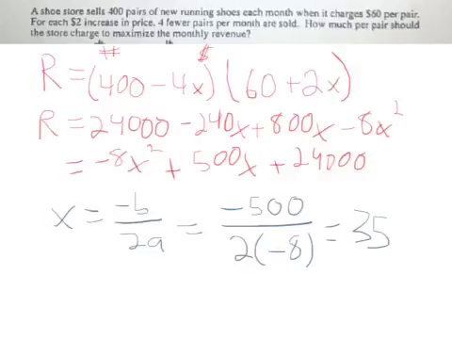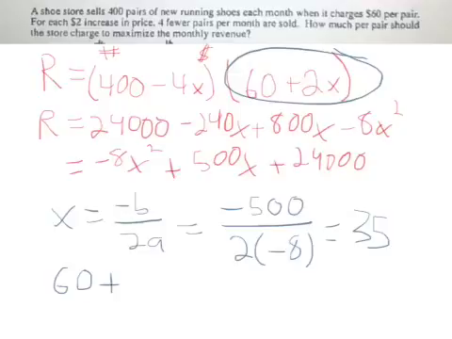So looking back at the original question, we're asked to find how much per pair the store should charge to maximize the monthly revenue. So we're looking at the cost aspect. So right here, the 60 plus 2x, that's what we're going to be looking at. So since x is 35, I'm going to plug 35 into that portion of my function. So I'm going to get 60 plus 2 times 35, which is 70. So it's going to give me $130. And that should be the maximum amount per pair that I should charge to maximize the revenue.